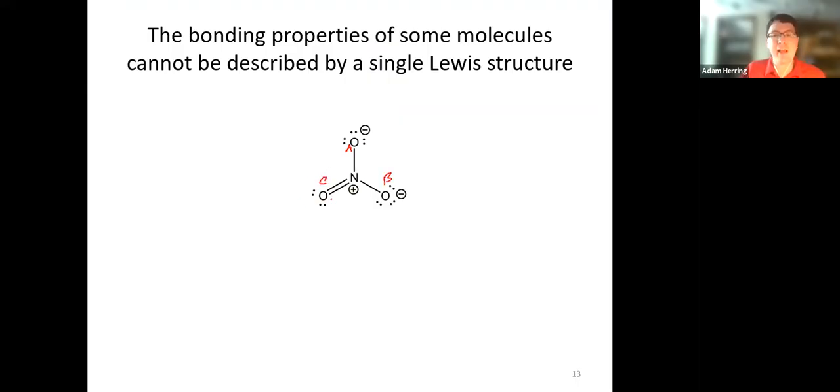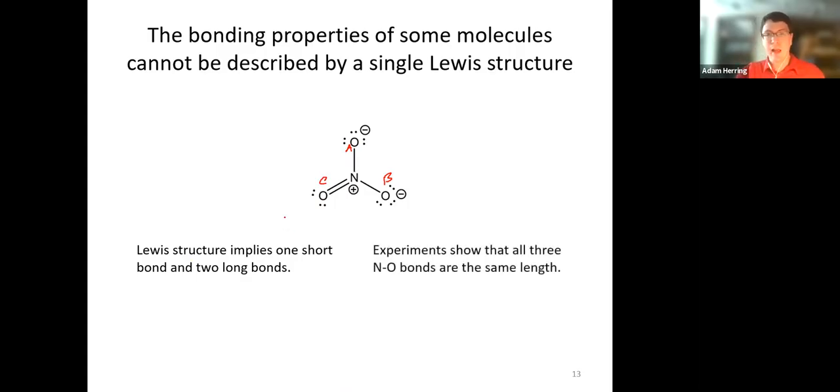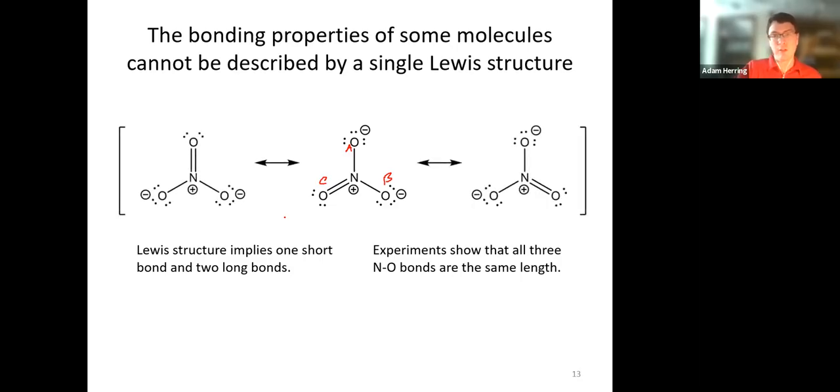It turns out that we cannot accurately represent what's going on here just by one Lewis structure. That is because we could have drawn the double bond between any of the 3 oxygens and the nitrogen. Furthermore, this Lewis structure represents nitrate as having 1 double bond and 2 single bonds. Therefore, it implies that there is a short bond and 2 long bonds. However, experimental data show that all 3 of the nitrogen-oxygen bonds are the same length. In fact, we can draw 3 different resonance structures to show the double bond being in between any one of the oxygens and the nitrogen. And any one of these we could have drawn.